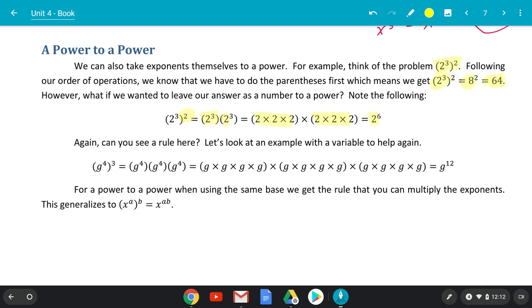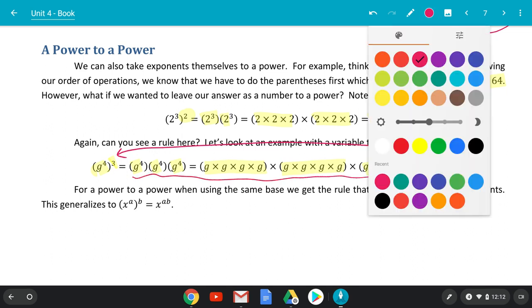Again, can you see a rule here? Let's look at the example of the variable to help again. G to the 4th cubed means I have 3 G to the 4ths. And then, of course, G to the 4th means G times G times G times G. And I have that 3 times, which tells me I have G to the 12th. Well, how would I get to that 12 coming from all the way back there at the beginning? How do we jump all this stuff in the middle? What's that rule that we're going to do here?